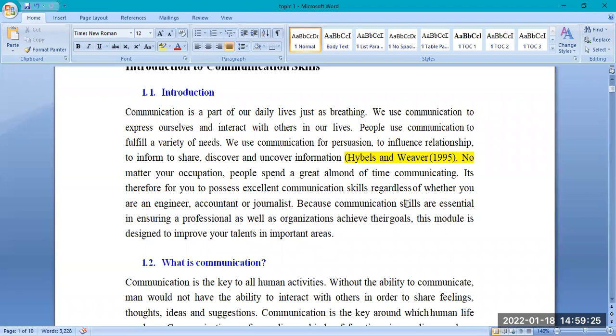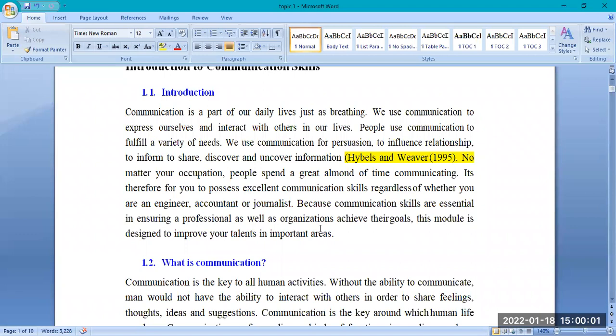So because communication skills are essential in ensuring a professional as well as an organized image, you must be able to achieve the goal of ensuring that there is good communication. Ensure that you communicate properly, the way you talk, the way you walk, the way you address others, the way you sit down. Sometimes you're going to be invited to an interview.